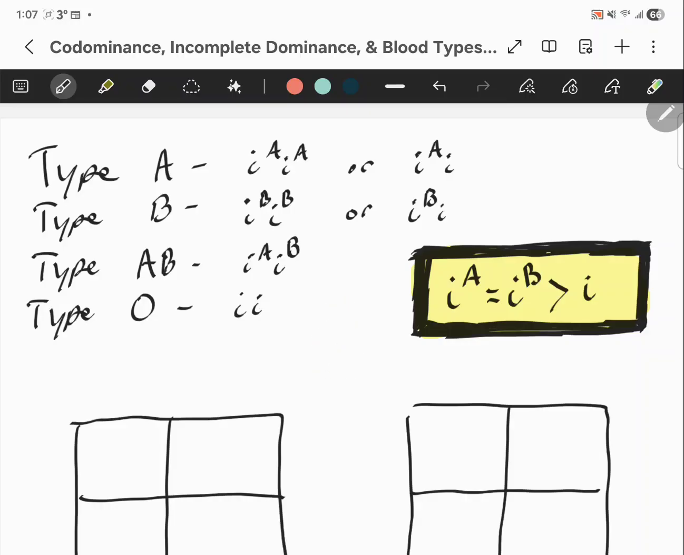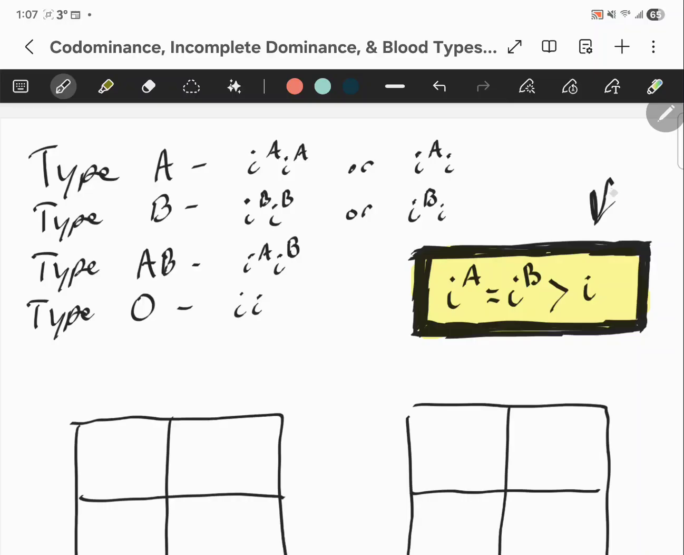So that would be type A blood. All right, so here's our key with our different options, or I should probably circle the whole thing. And then this is a very important key here that says, again, type A and B are codominant. They're equally dominant to one another.